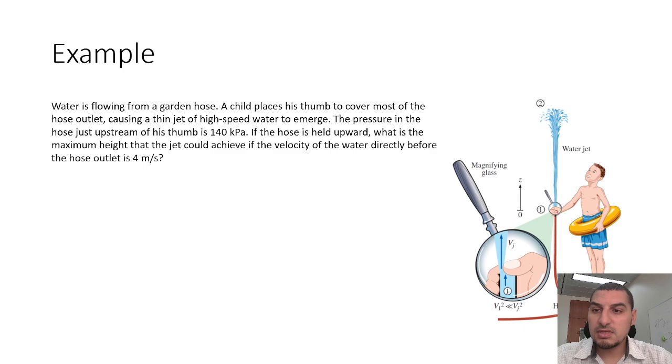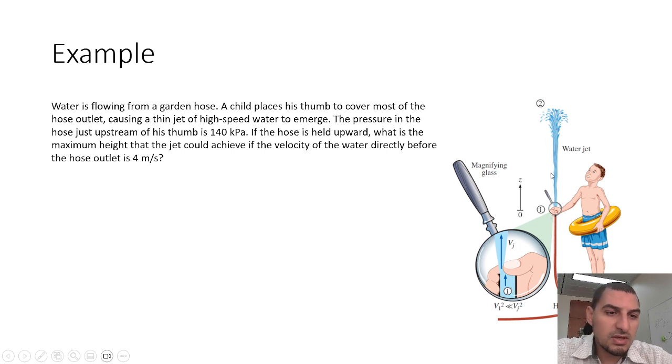So the first problem is about a little kid who is holding a water hose that has water flowing, and he places his thumb to cover most of the hose outlet, as you see in this zoomed in image. This causes a thin jet of high speed water to emerge, going upward. It says the pressure in the hose just upstream of his thumb is 140 kilopascal. It means that this is the water before it leaves the hose.